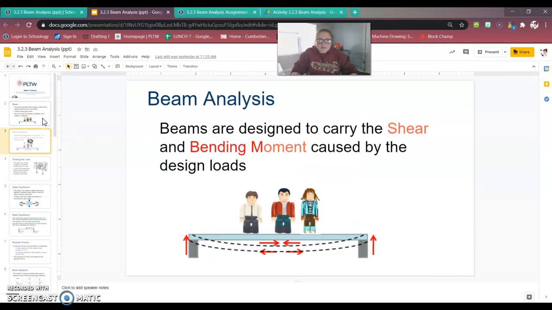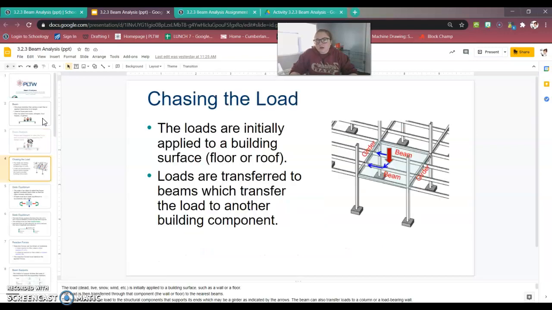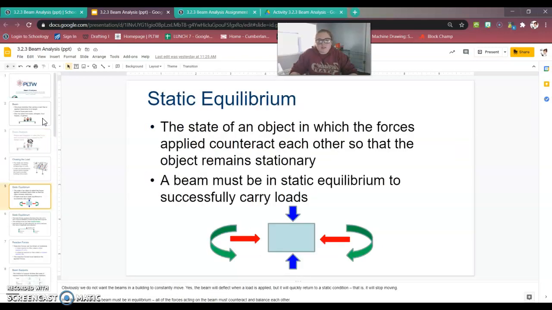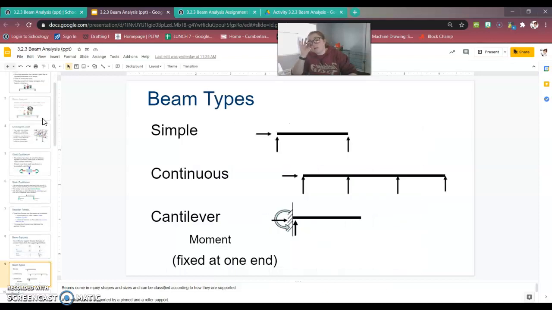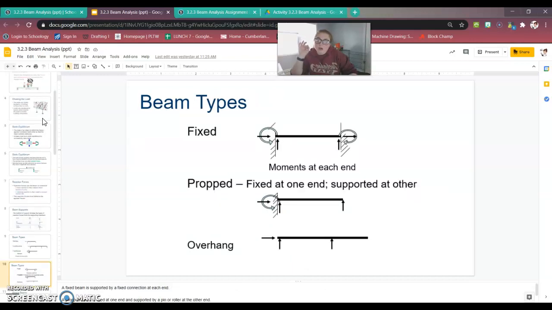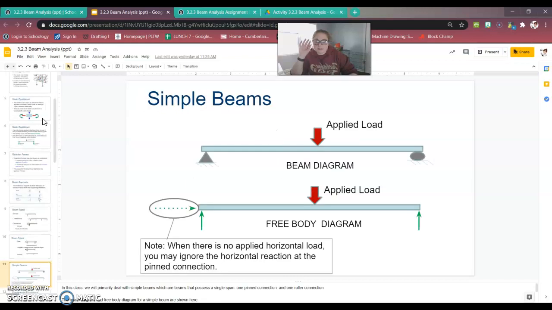So it goes over what beam analysis is. It goes over a beam, then beam analysis. So beams are designed to carry shear and bending moments caused by a design load. You can see that. Talks about those loads, static equilibrium, reaction forces. So then you've got your beam supports, what type, and how you can identify those types of supports. Beam types, so different types of beams. Some more beam types. Then we talk about simple beams.